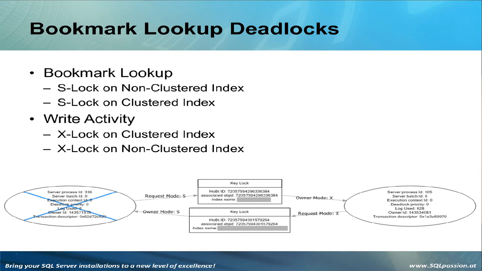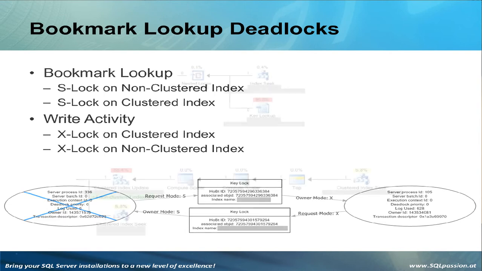The problem that we have when we are performing a bookmark lookup in our select execution plan, in our read execution plan, is that we have to acquire a shared lock on the non-clustered index. And afterwards, we also have to acquire a shared lock on the clustered index when we are performing the bookmark lookup. When we are running a write activity concurrently and the timing is perfect, we can have a deadlock because we have to acquire an exclusive lock on the clustered index when we are changing it. And if you are in addition changing the non-clustered index, you also need an exclusive lock on the non-clustered index. It means when the timing is perfect, both activities are just blocking each other. The read activity waits on the write activity, which waits on the read activity.